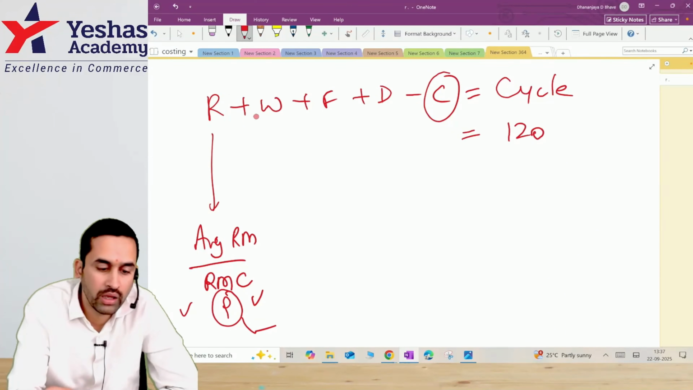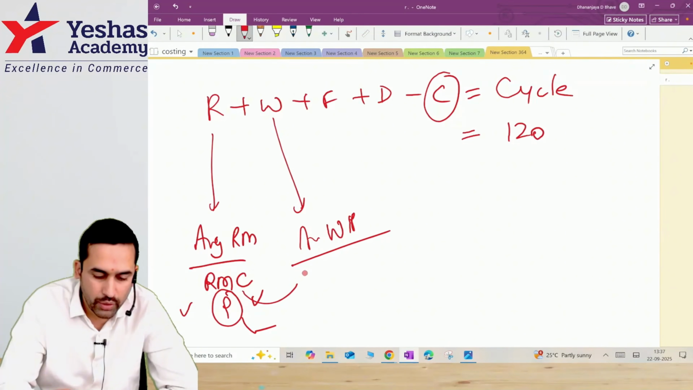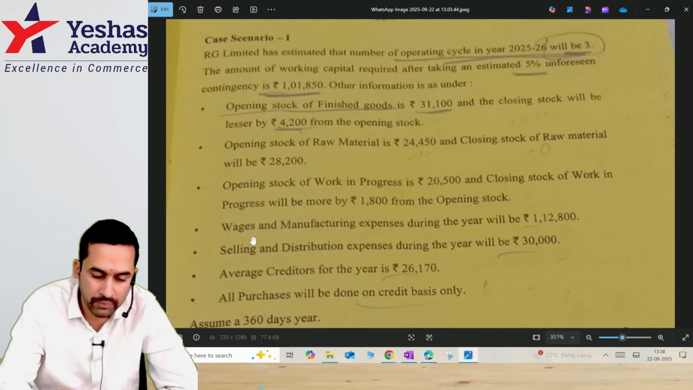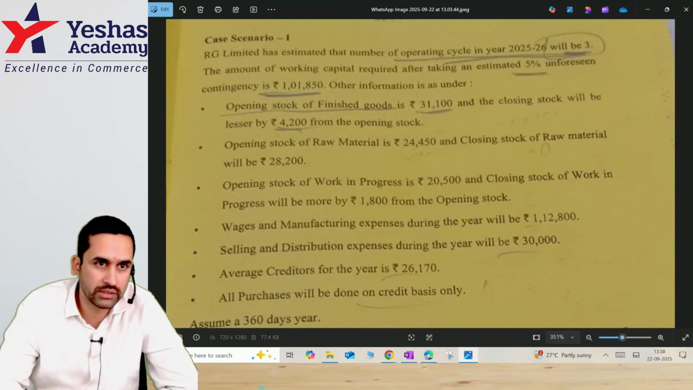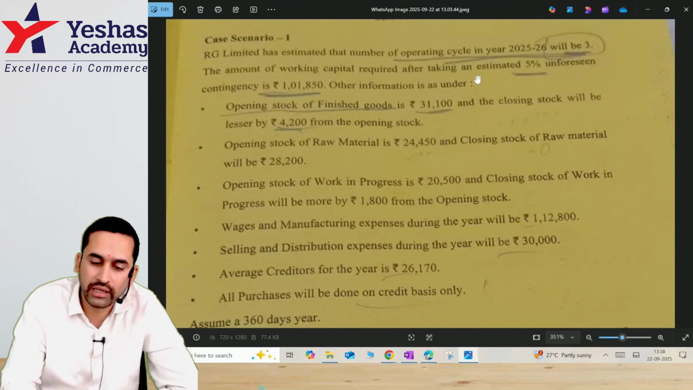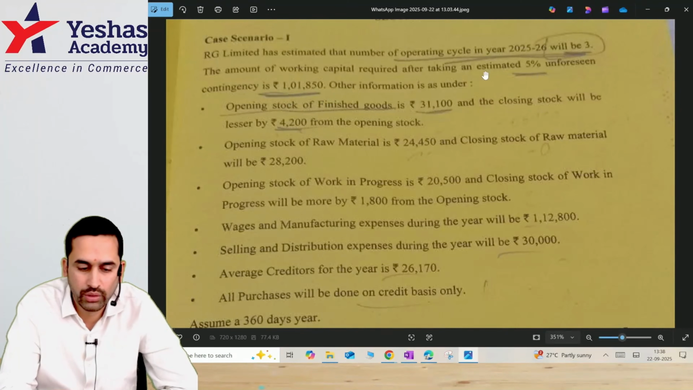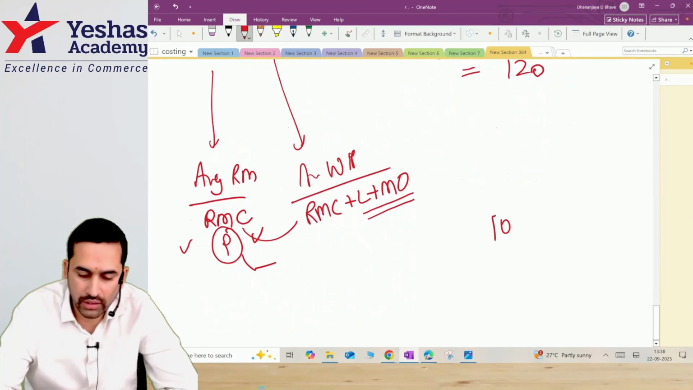Able to follow? And then WIP. You need average WIP. That was in the bullet point. And for this, you have to take RM consumption plus labor plus manufacturing overhead. Good thing is, labor and manufacturing overhead, together they gave one number, wage and manufacturing. That means only thing you have to find out is RM purchase. Hope you are following. And you notice this, after taking this into consideration, 101,850. In Calci, can you do? If 101,850 is 105, how much is 100?